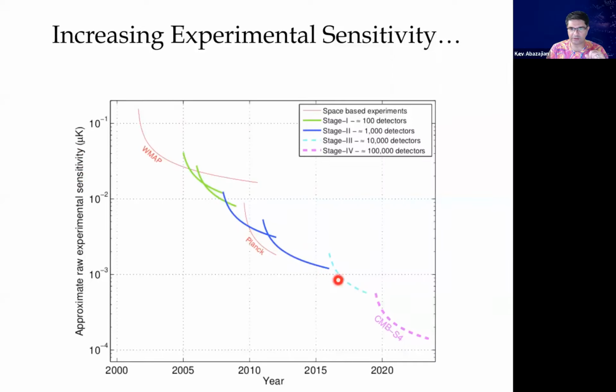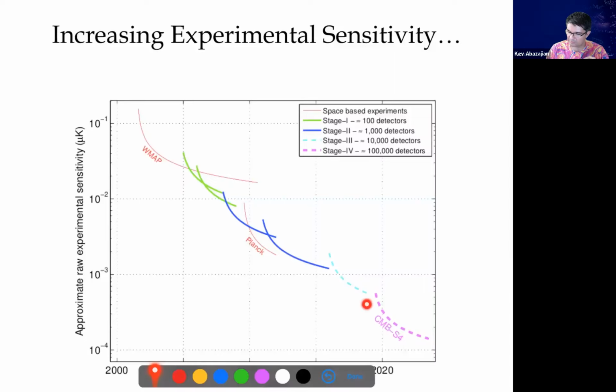SPT-3G is ongoing. ACT, the third generation of ACT, is ongoing. And the Simons Observatory CMB experiment kind of fits in between these two. And it's kind of stage 3.5 or so.